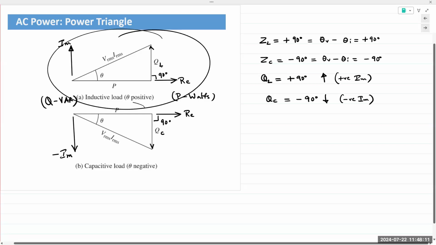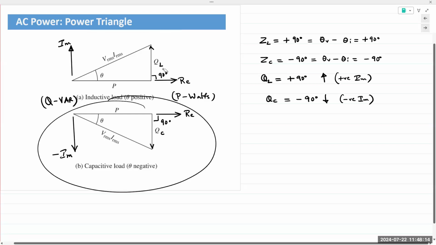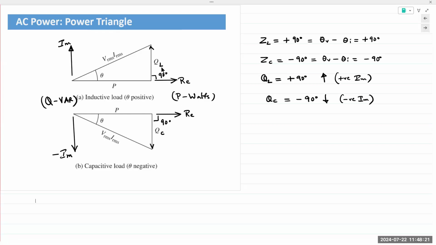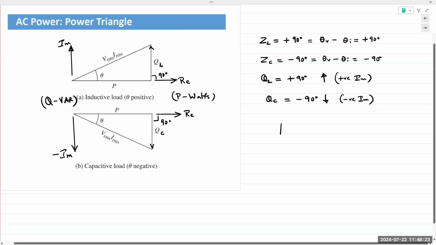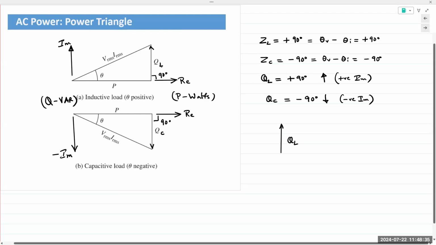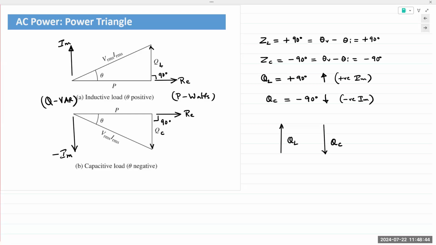Power triangle for a capacitor will always look like this. Well, that is if you have a resistor in the system. If it's just the inductor, the power triangle would simply be an arrow like this, because it would not have any real component. P would be equal to 0. So PL would be equal to 0. It would simply be QL and QC. That's it. When you combine it with a resistor, then you get a power triangle.